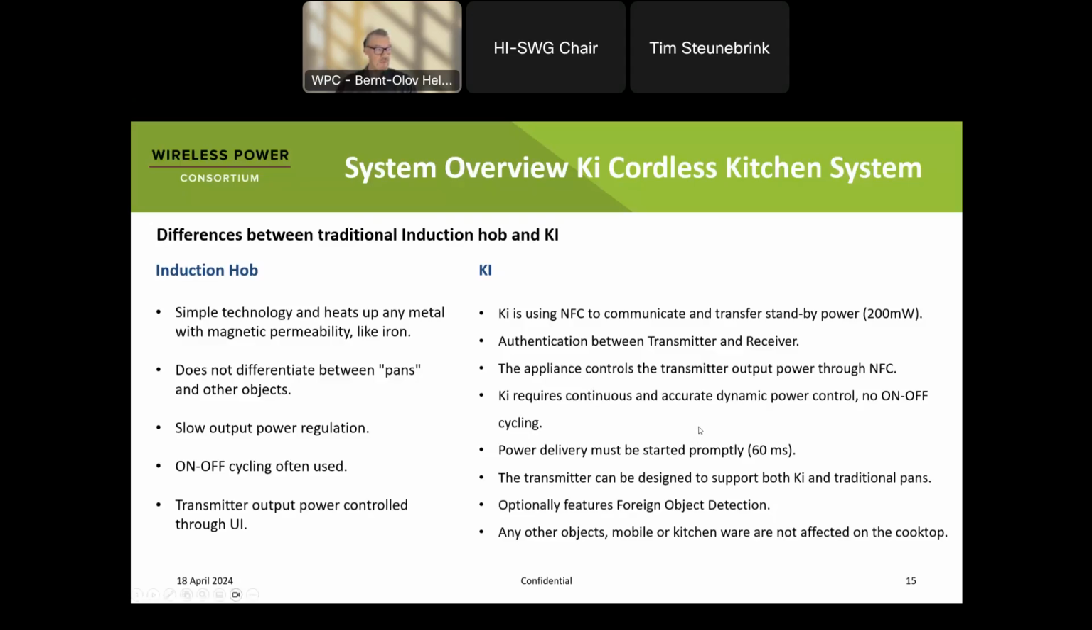It's not on-off cycling like induction hob. And it's fast. Power delivery must be started promptly within 60 milliseconds. The transmitter can be designed to support both Ki and traditional pans, as I showed on the picture earlier. It's an optional feature to have foreign object detection. Any other objects, mobile or kitchenware, are not affected on the cooktop.